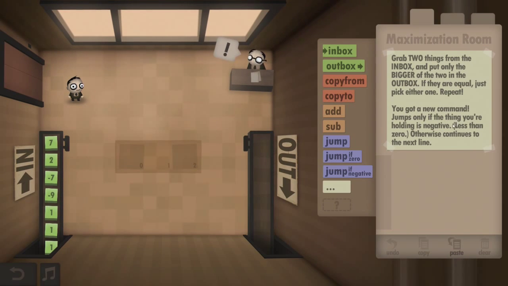You've got a new command. Jump only if the thing you're holding is negative. Otherwise, continues to the next line. Right. This should be somewhat similar to... What else is going to say? Tell me more! I don't really care which numbers are bigger or smaller. I get paid the same no matter what.